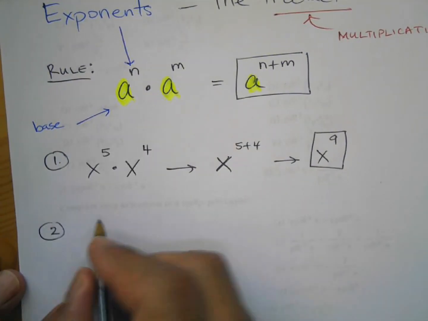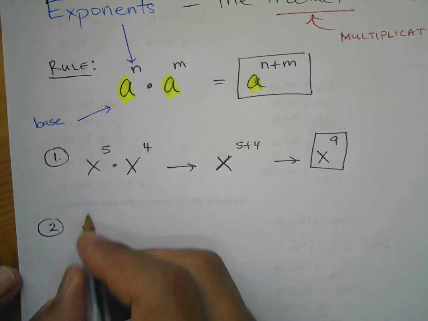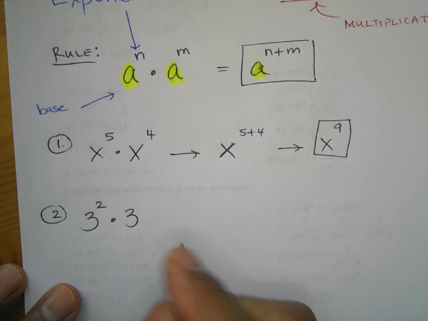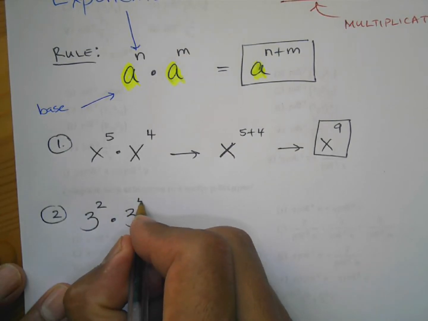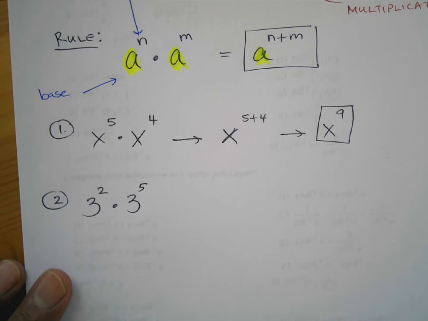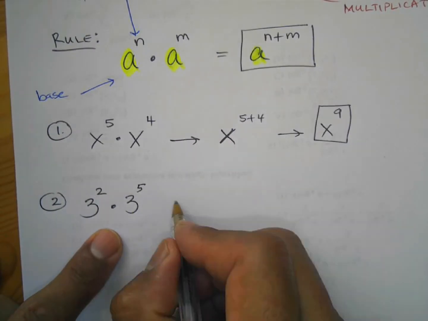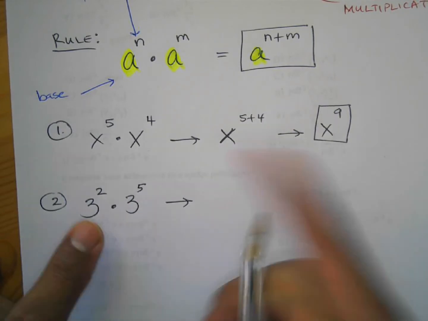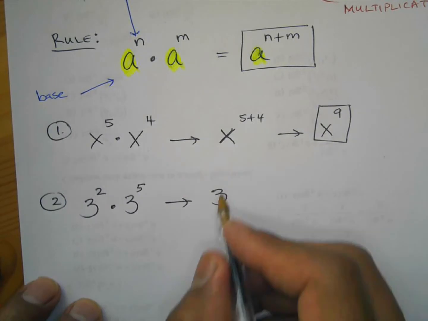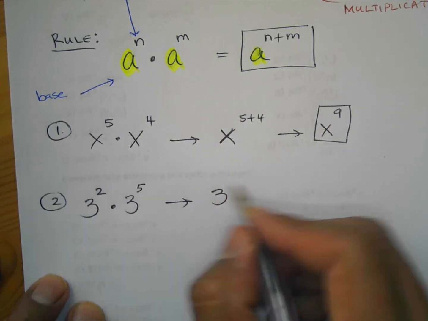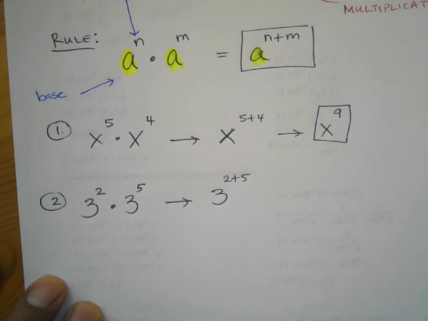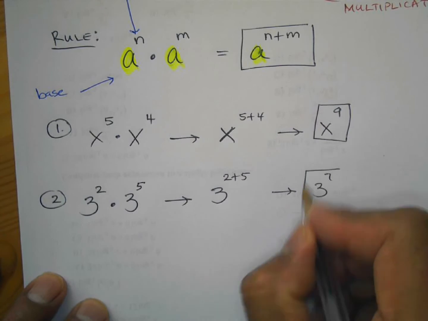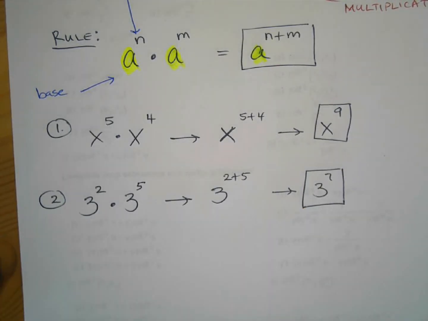Because 5 plus 4 is 9. And the same thing if the base is a number like a 3. 3 to the power of 2 times 3 to the power of 5. I know you see 3 times 3, but you better not do 3 times 3 and put a 9. The base doesn't change. You keep the base the same, and the exponents, the 2 and the 5, is what you add. And can you add a 2 with a 5? Well, of course, and your answer is 3 to the power of 7, right? Because 2 plus 5 is 7.